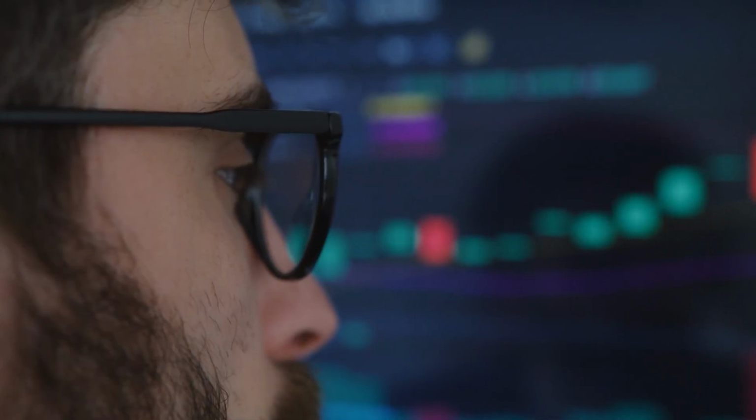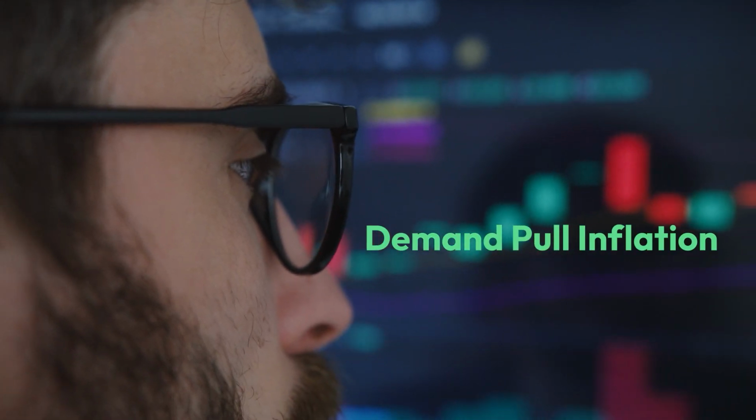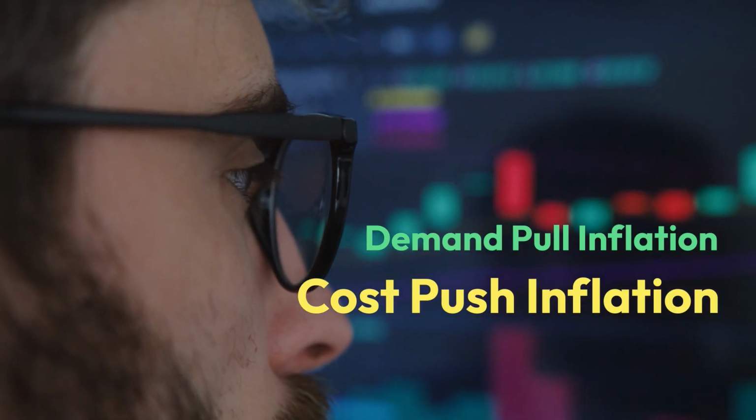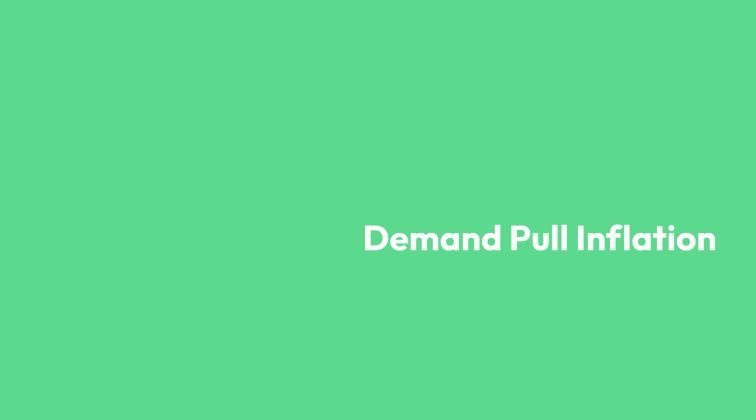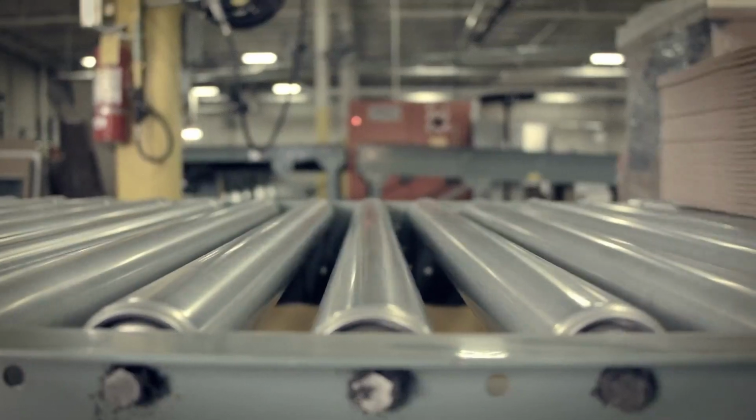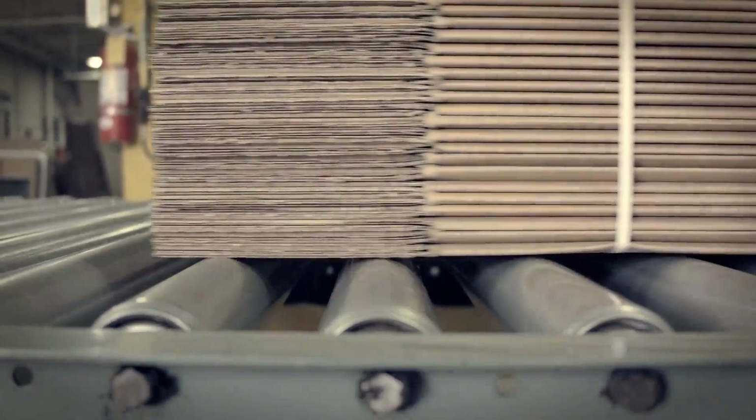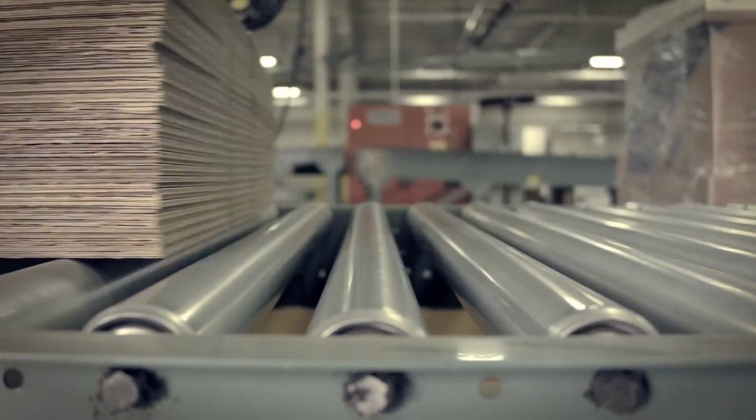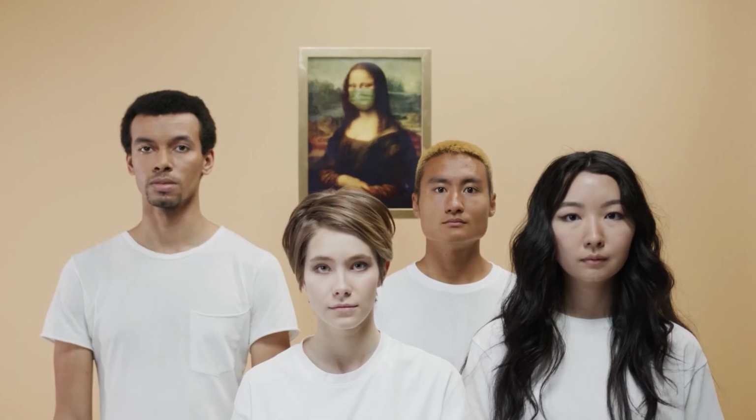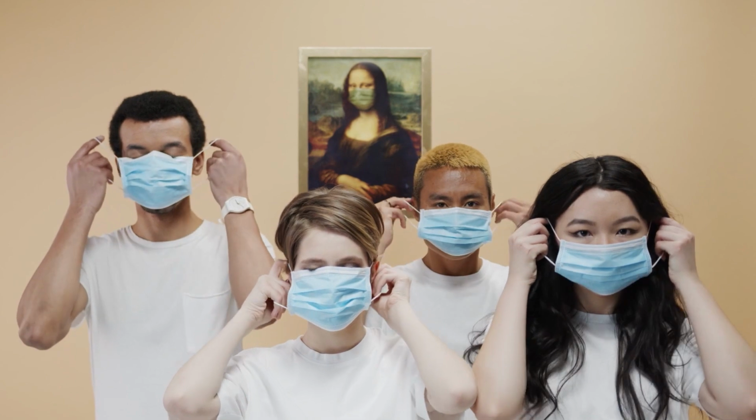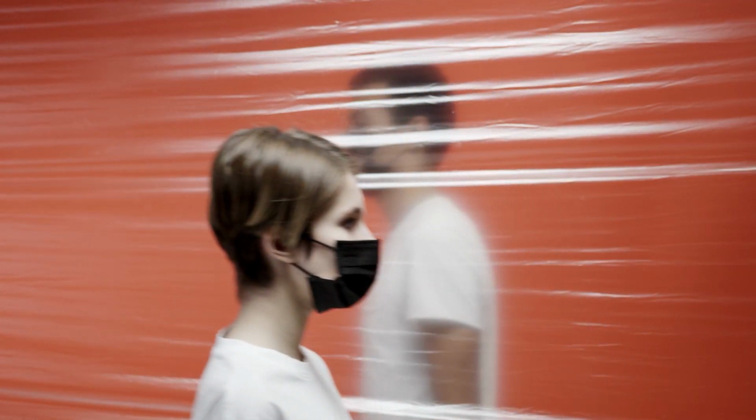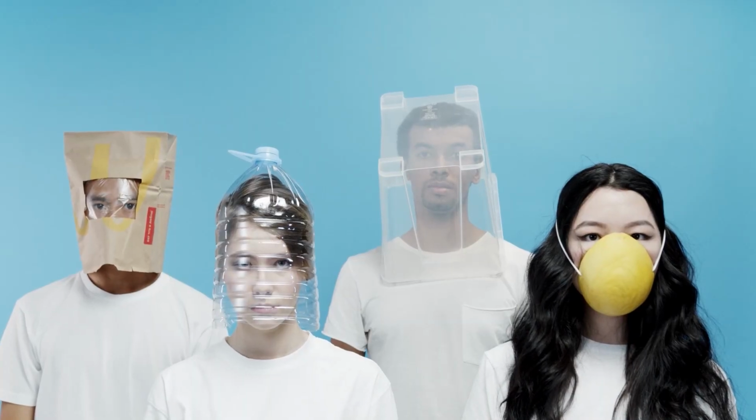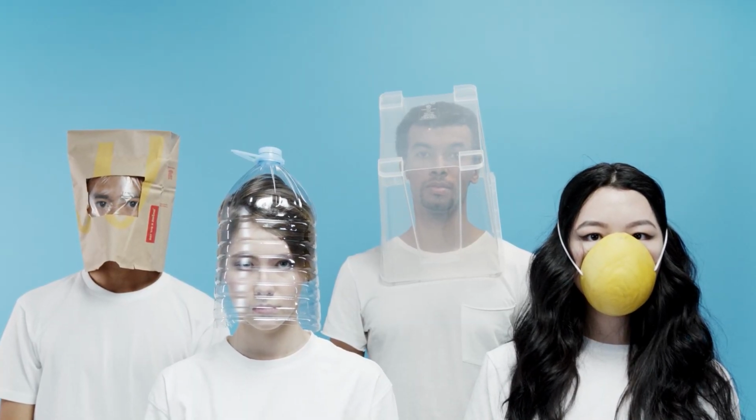Causes of inflation: demand pull inflation, cost push inflation, and built-in inflation. The demand pull inflation happens when the demand for goods and services surpasses the economy's ability to produce them. Let me give you an example. The masks we wore during the early COVID-19 period. People needed more masks than were being produced. That caused the cost of simple surgical masks to rise.